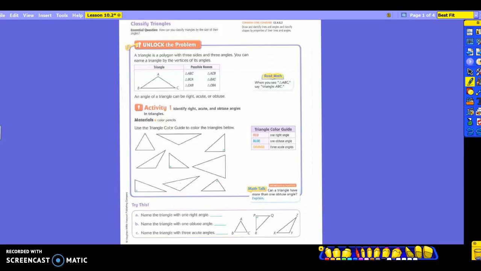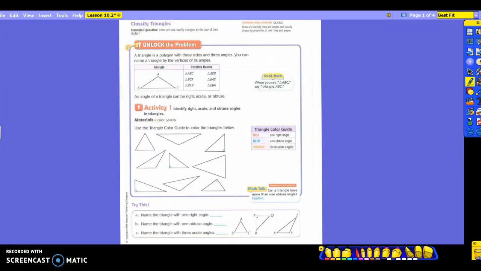An angle of a triangle can either be a right, an acute, or obtuse. We talked about this with our vocabulary yesterday. We also talked about it with angles. If you know how to do it with angles, you shouldn't have any problems with triangles, because that's what you're going to use, those angles and those triangles. So we are going to identify our right, our acute, and our obtuse angles in triangles.